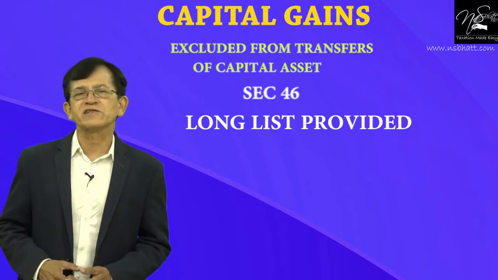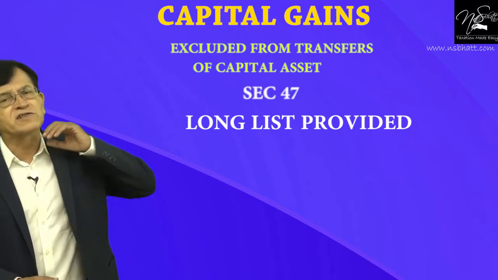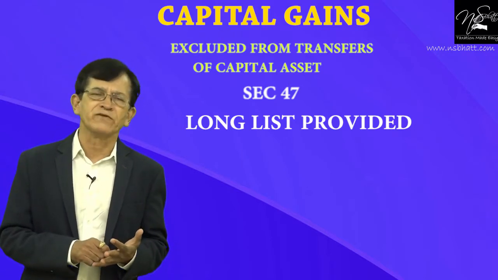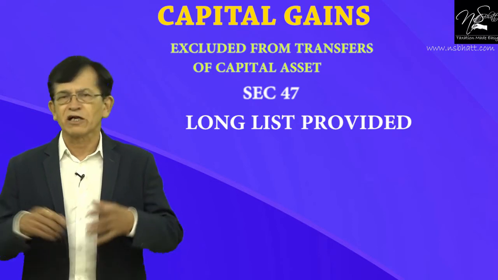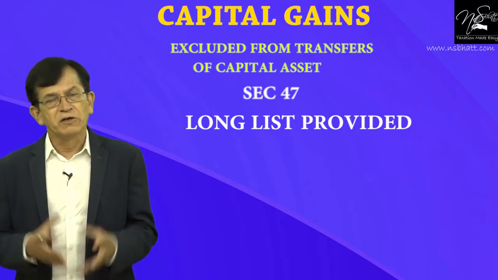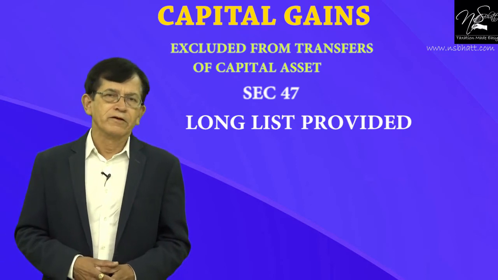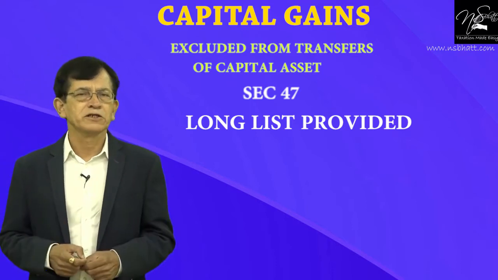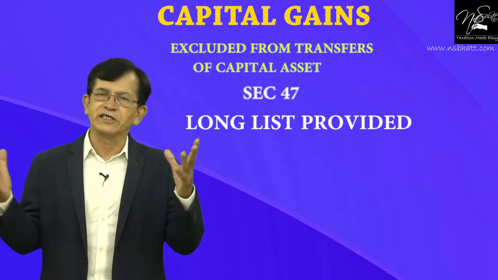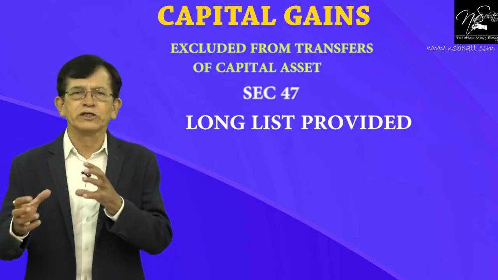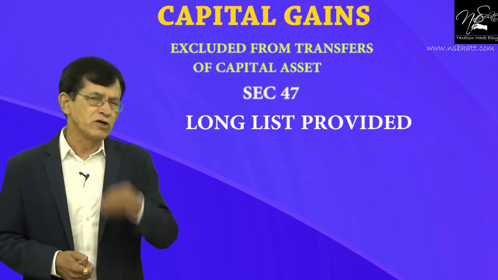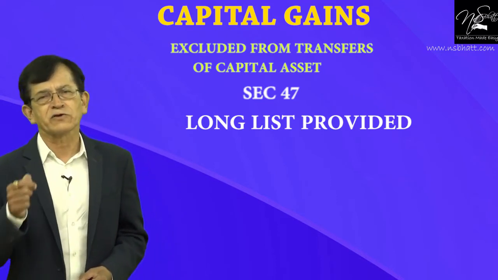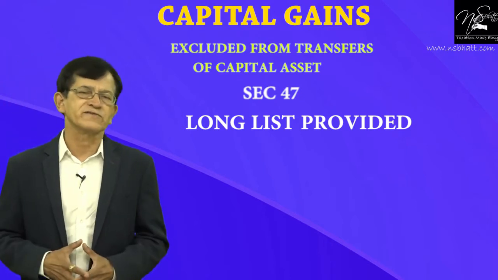But when it comes to 47, my dear friend, 47 is a long story. It starts with number 1 and ends with, I think, almost 15, 16 items. Some are outdated. But the major ones, on which many times questions are asked, practically you need to have a bird's eye view, an aerial view. We need not go into the minute details of those provisions, because at a glance you should be able to realize whether this transaction is a case of a transfer or an excluded transfer under 47. Number one.